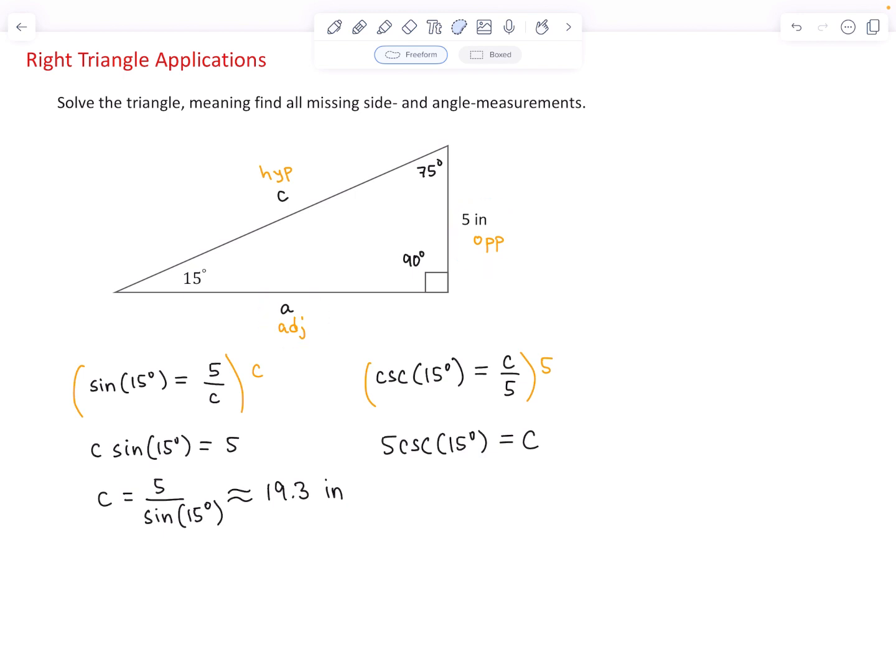Well, there are two different trig functions that come to mind. One is tangent, one is cotangent. Let's just pick one of those. We know that the tangent of 15 degrees would be the opposite divided by the adjacent, so that would be 5 divided by A. Now I'm trying to solve for A here.